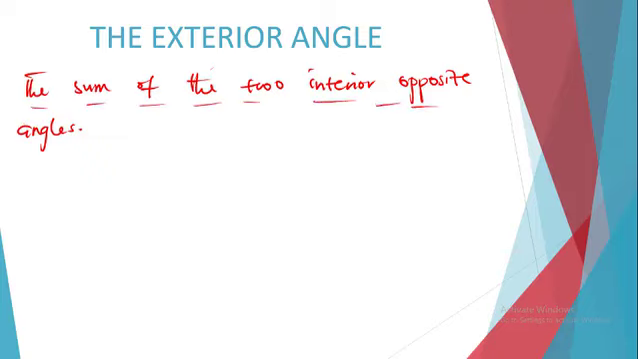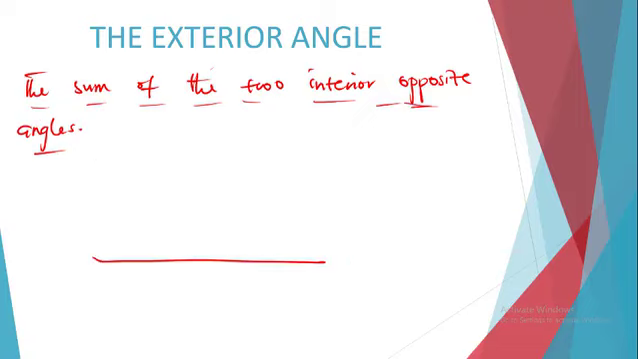I said that the exterior angle is equal to the sum of the two interior opposite angles. Let me say it again. The exterior angle of a triangle is equal to the sum of the two interior opposite angles. What do we mean by that?